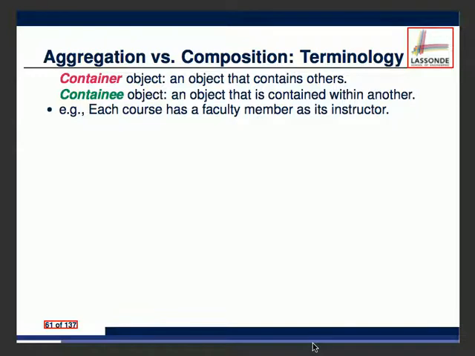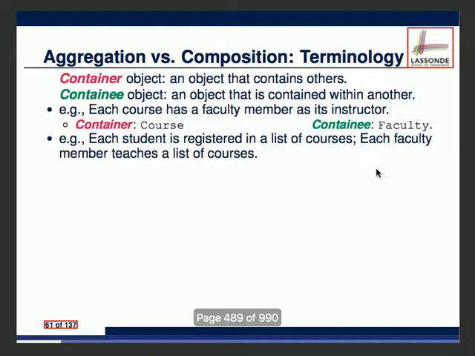Whenever you see the words has, contains, is composed of, that means something contains something else. You will see this kind of wording a lot in real life. So let's say each course has a faculty member as its instructor. In this case, the course is a container which contains a single faculty member object. We'll see how this corresponds to Java code in a moment.